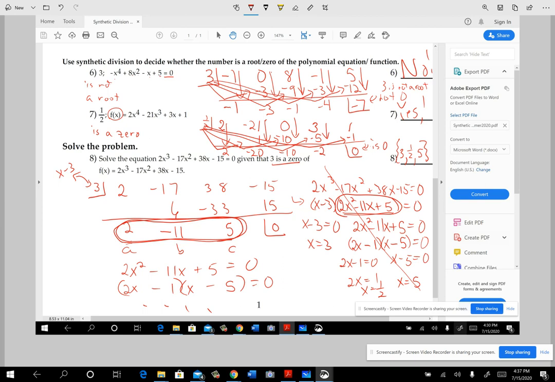Okay? All right, so that's the video on synthetic division. So now you're going to go back and look at some more examples like number 8. Just going through the whole process of solving polynomial equations or finding zeros of polynomial functions. It's basically the same thing.